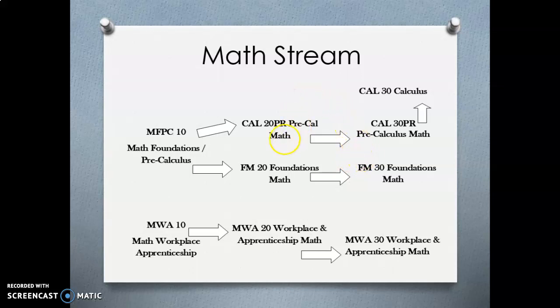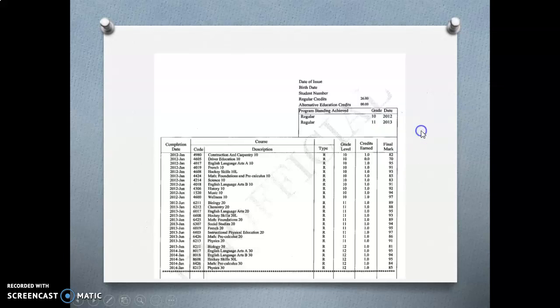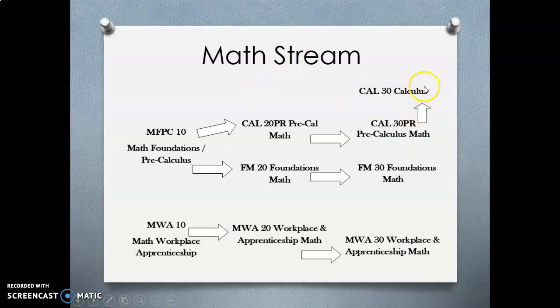In order to graduate, you only need the 10s and then the 20s. No 30 levels to graduate, but you might need the 30 levels in order to get into the university program of your choosing. So again, pre-calculus math goes to pre-cal math 30, and then on to calculus up here. If you're doing the math workplace apprenticeship, you can't jump again into streams, so you can't go up to do math foundations. You have to stay within the pathway that is designed here. And there is this information on the website, which I'll be showing you later, so you can always look back on this.